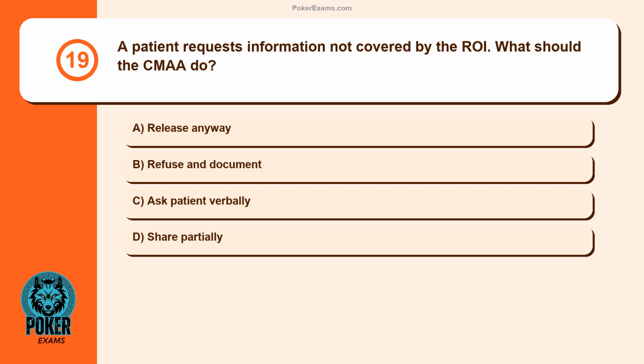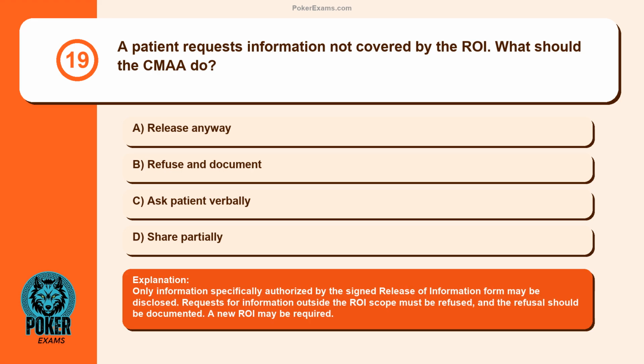Question 19. A patient requests information not covered by the ROI. What should the CCMA do? Release anyway. Refuse and document. Ask patient verbally. Share partially. Only information specifically authorized by the signed release of information form may be disclosed. Requests for information outside the ROI scope must be refused, and the refusal should be documented. A new ROI may be required.